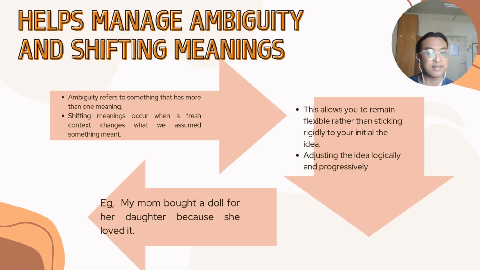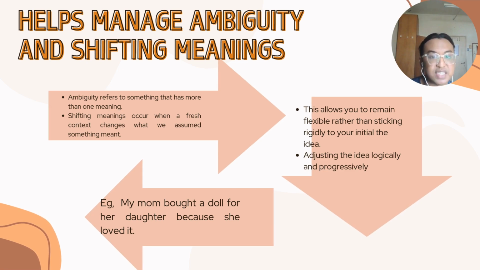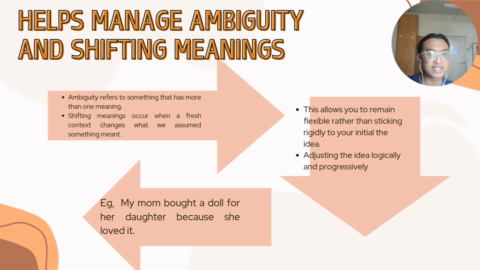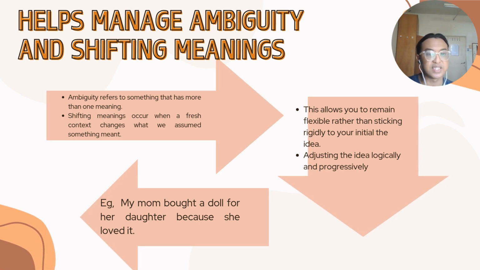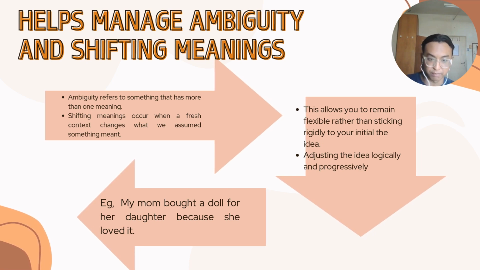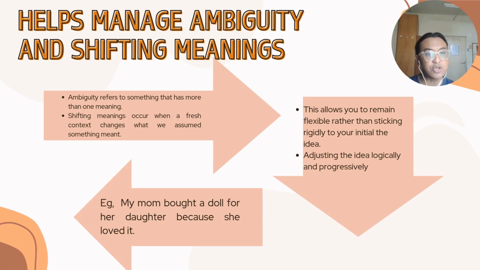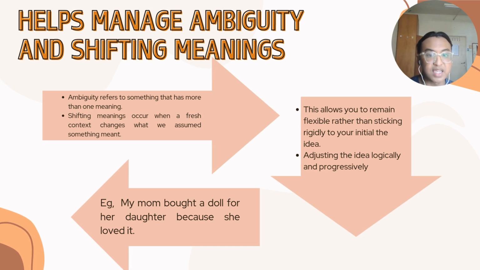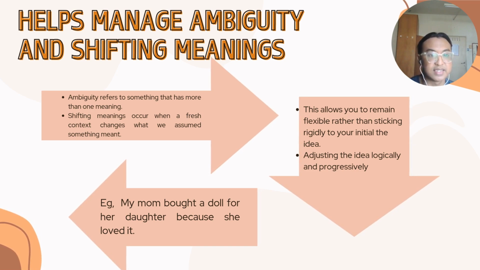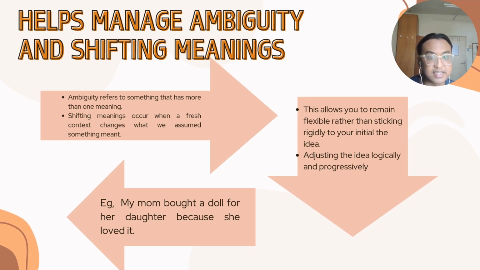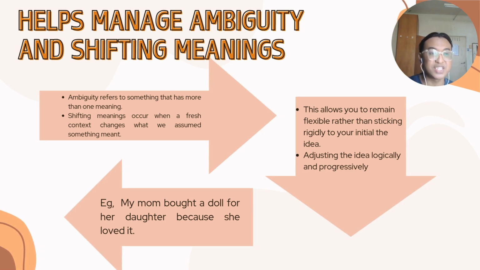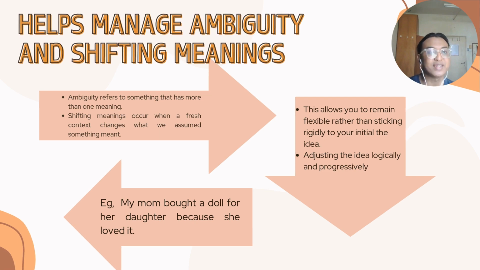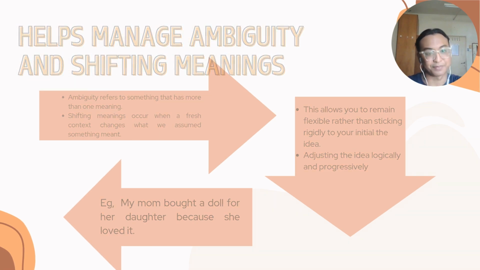So for example, the sentence, my mom bought a doll for her daughter because she loved it. Some speakers or listeners would be confused. The word she here refers to who? To the mother or to the daughter? If we think logically, if she refers to the mother, then the daughter should not exist in the sentence. So if we think logically and progressively, the she here refers to the daughter. So that's how Bayesian thinking helps us to understand better.